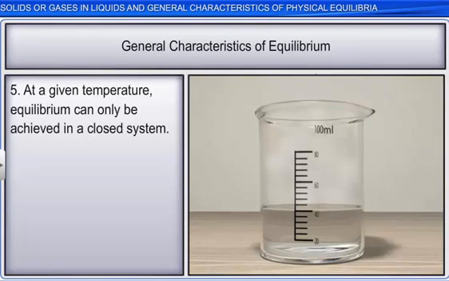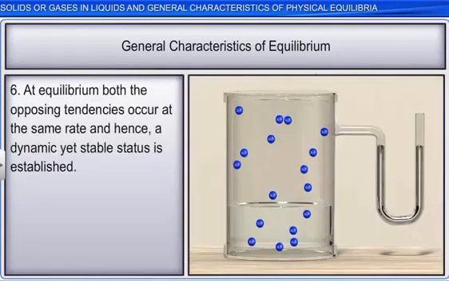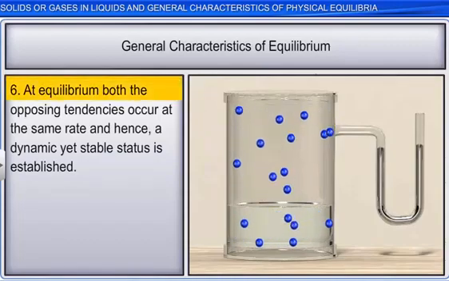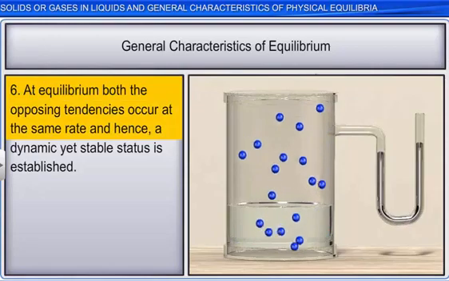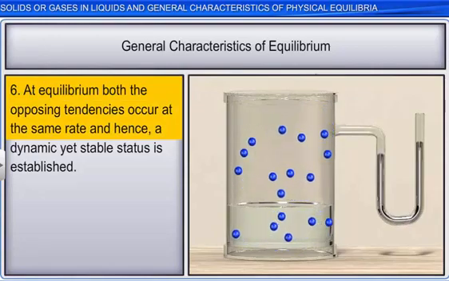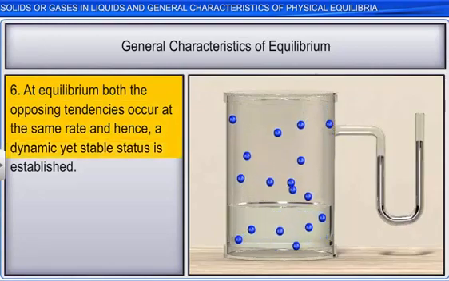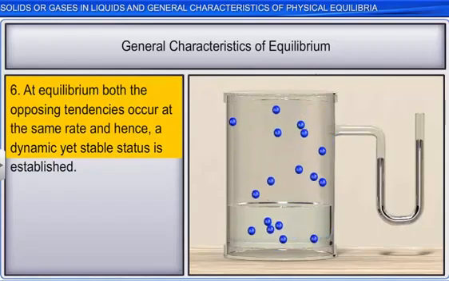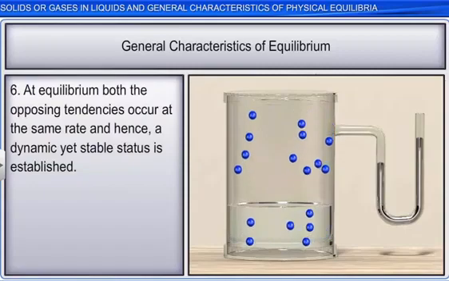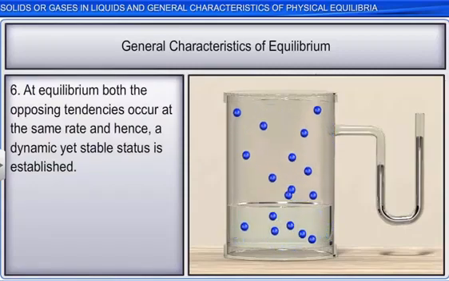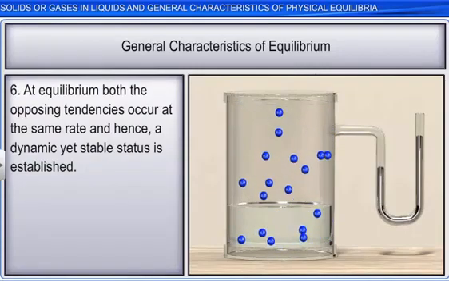At equilibrium, both the opposing tendencies occur at the same rate, and hence, a dynamic yet stable state is established. For example, for water at a given temperature in a closed vessel at equilibrium, the rate of evaporation is equal to the rate of condensation.